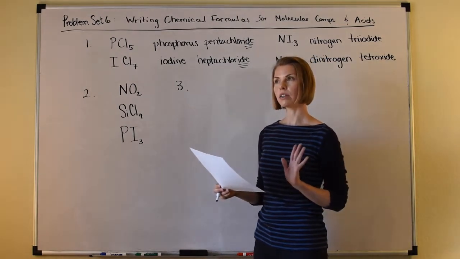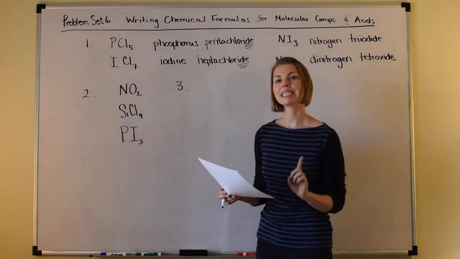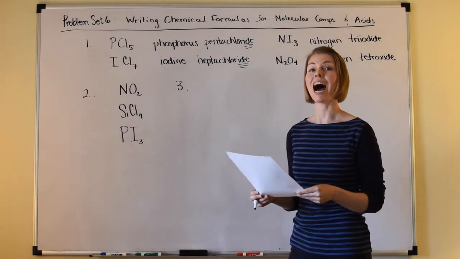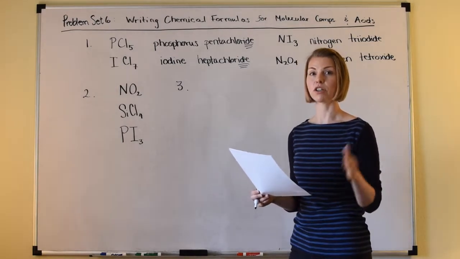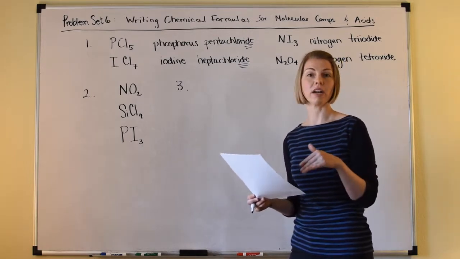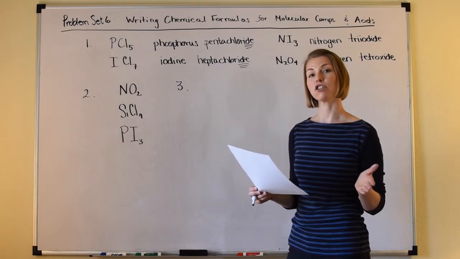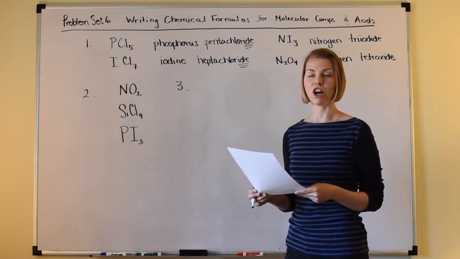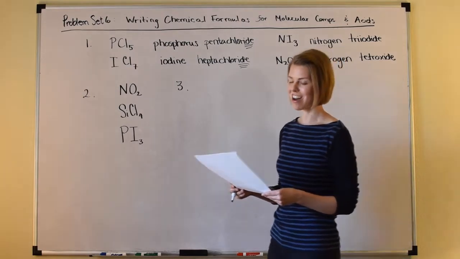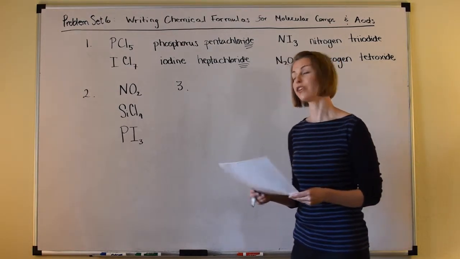Good thing to remember here. When you're missing the hydro prefix, you know automatically that you're talking about an oxyacid. Remember, all your binary acids start with hydro. That means they just have hydrogen and 1 other element. If it doesn't have the hydro prefix, you know right away you're talking about an oxyacid, which comes from your polyatomic ions. So in this case, we've got sulfuric acid.